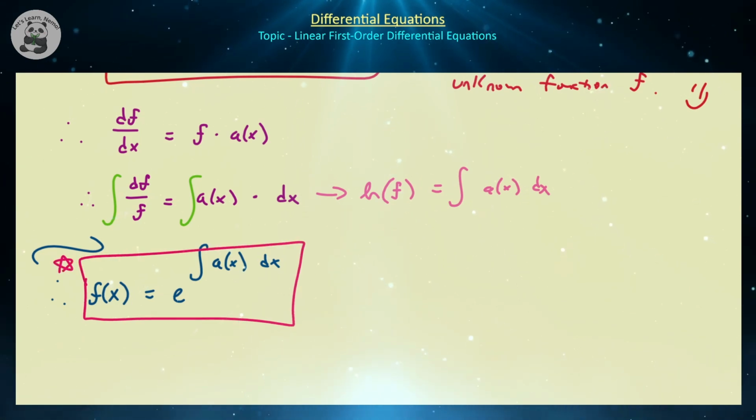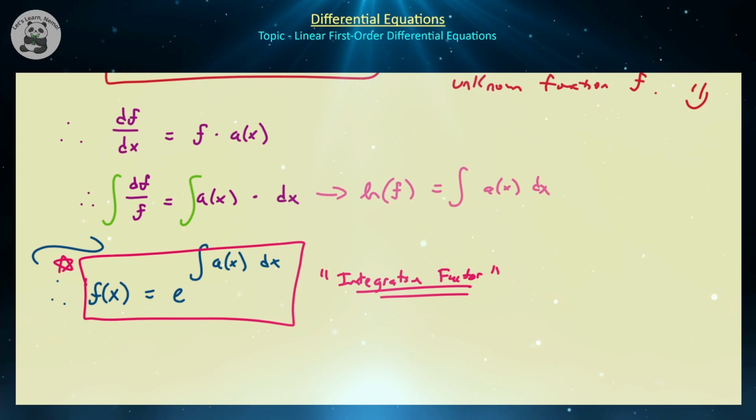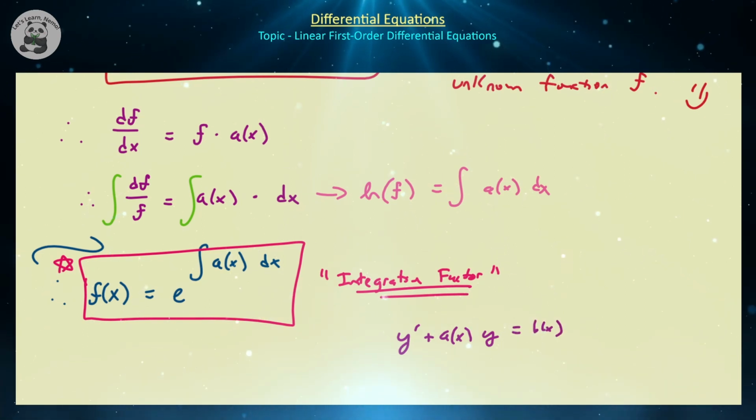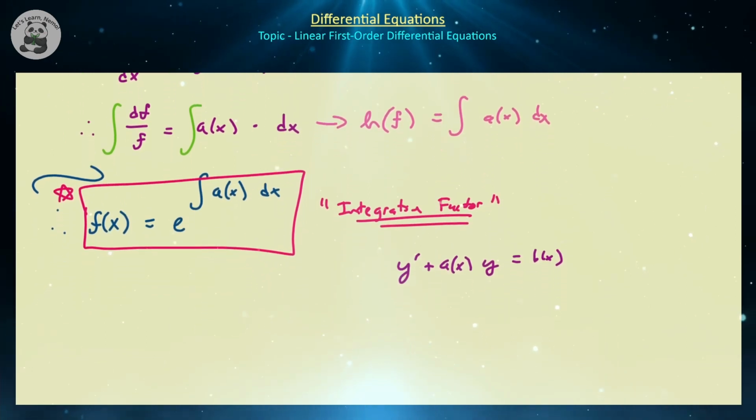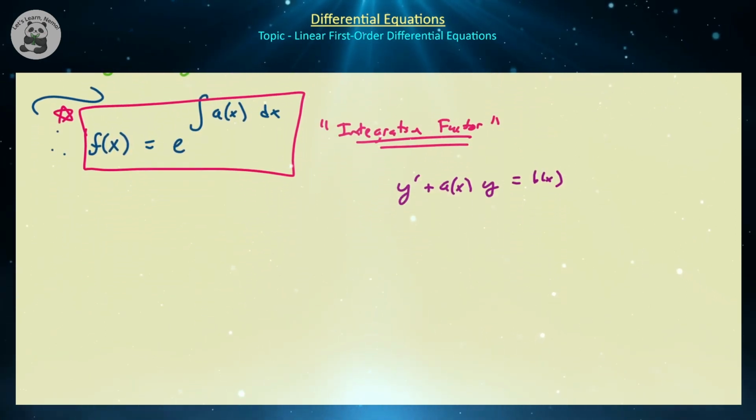Some people will call this an integrating factor, right? Where a of x is the a in this expression, y prime plus a of x y is equal to b of x. So it doesn't really matter what b of x is. The integrating factor for this inhomogeneous differential equation is going to depend on a and a only, which is actually pretty nice.